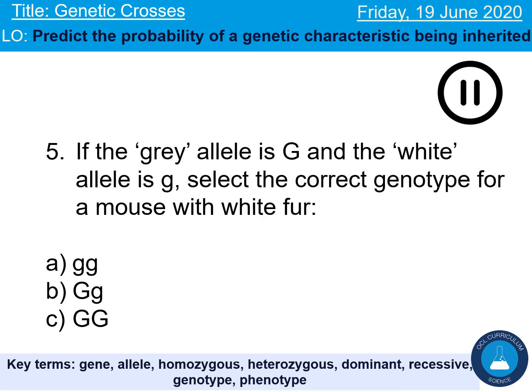Pause the video again and press play when you're ready to check your answer. So in this case, if a mouse has white fur, it must have both copies of the recessive allele, because that's the only way in which we have a recessive allele expressed.